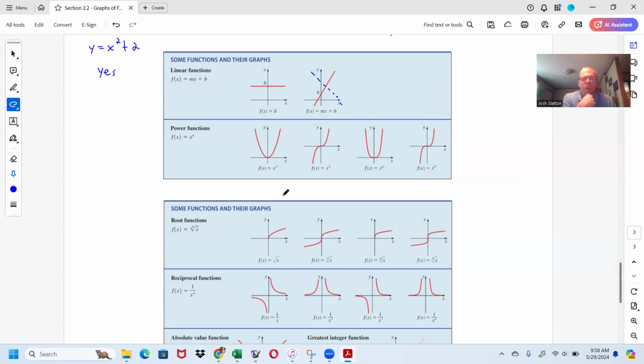Then we have some root functions. So here we have the square root of x. We talked about that one. Here we have the cube root of x. And notice the cube root goes on the negative because you can take a negative of a cube root. So it's almost like the square root. It's very similar there. And then it just kind of reflects around the origin.